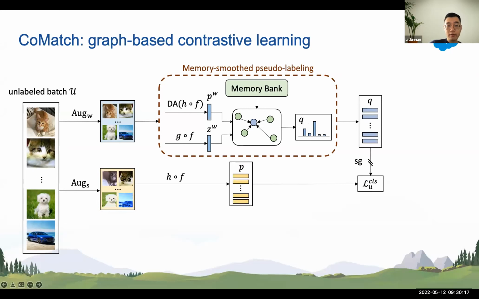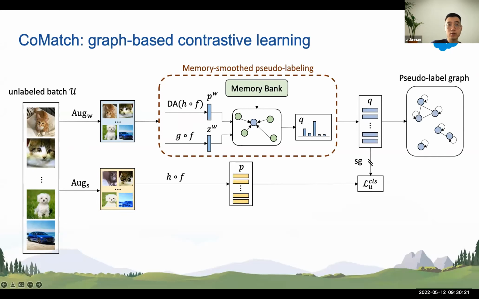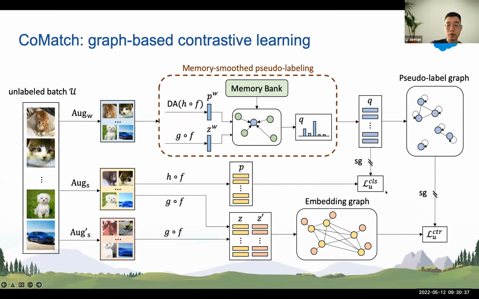So let's say we have a batch of images, right? We can construct this pseudo label graph, which basically says that if 2 images in the same batch have a similar pseudo label, we will add the edge between those 2. This is a pairwise graph. And if 2 samples are not similar, then there is no connection between those 2.